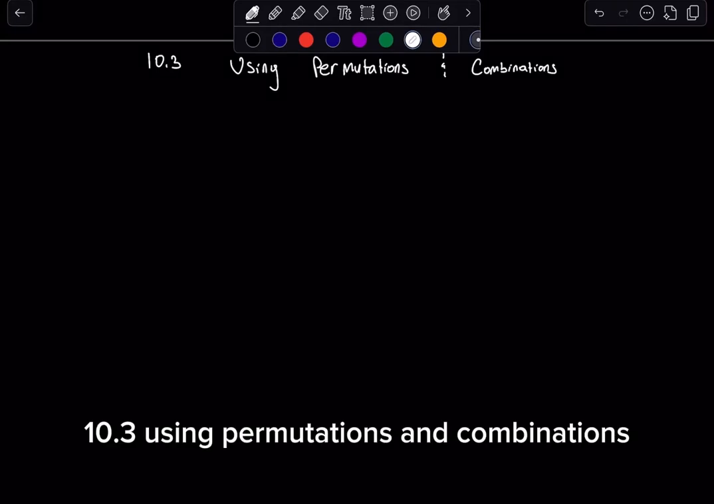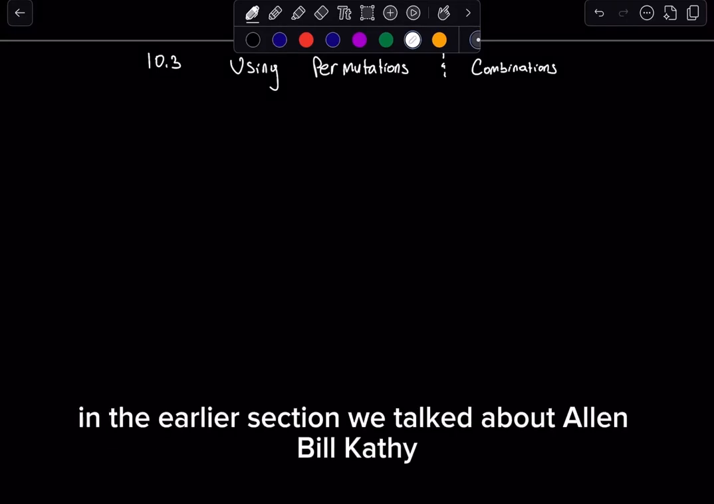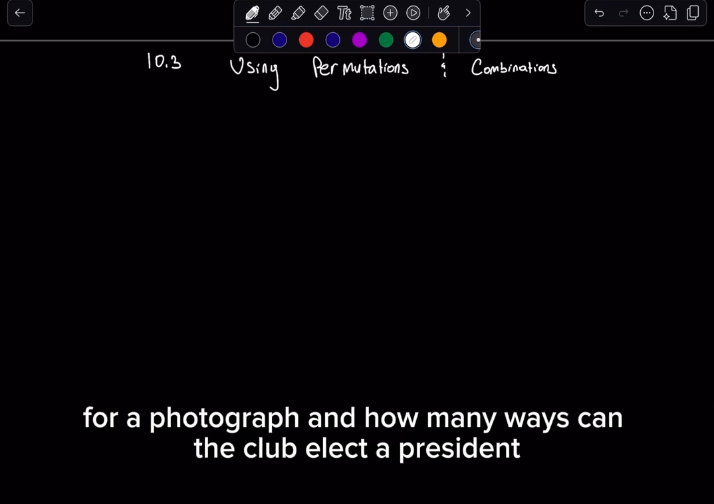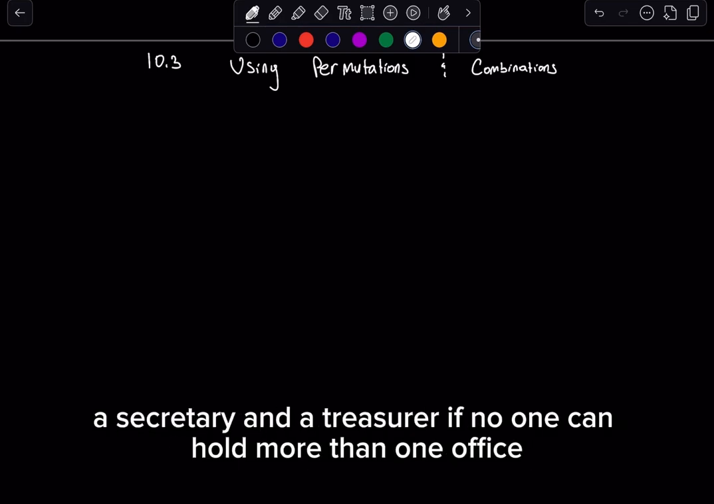10.3, using permutations and combinations. In the earlier section, we talked about Alan, Bill, Kathy, David, and Evelyn. And we considered two questions. How many ways can all the club members arrange themselves in a row for a photograph? And how many ways can the club elect a president, a secretary, and a treasurer if no one can hold more than one office?